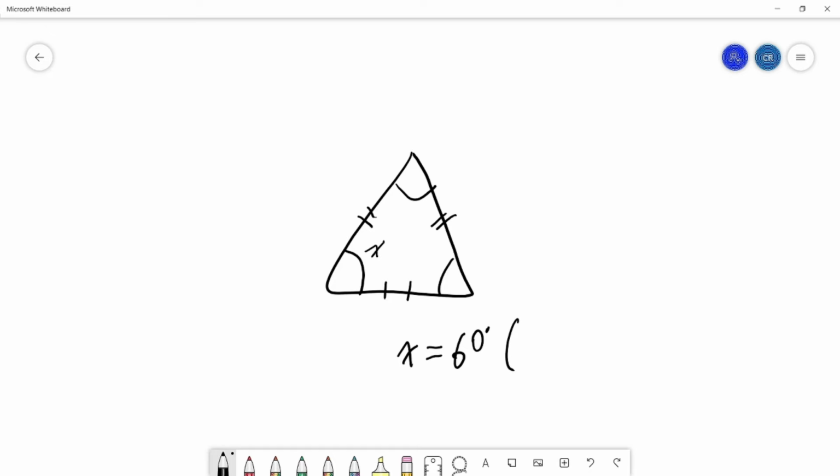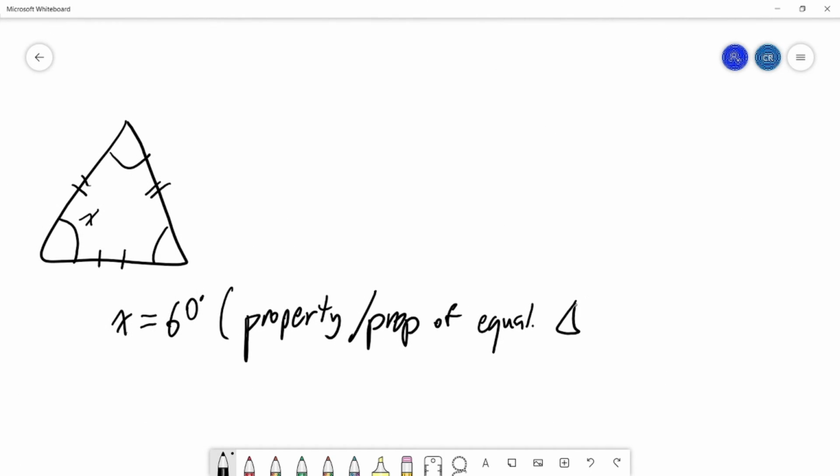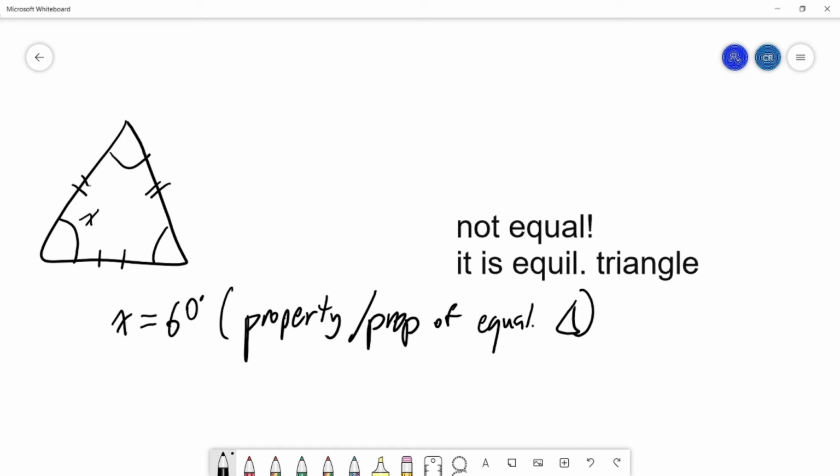And our rule is property of equilateral triangle, or you can write prop of equilateral triangle. And that's how you do it. This is how you use it in your homework.